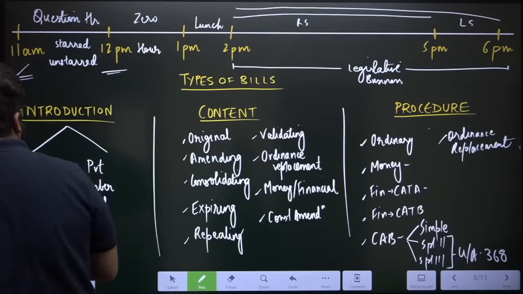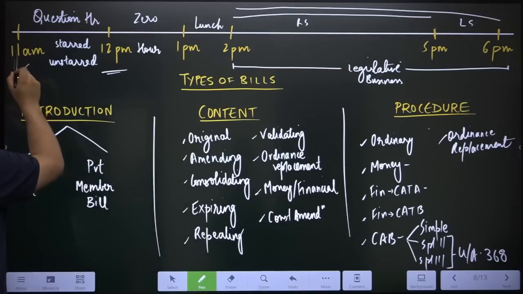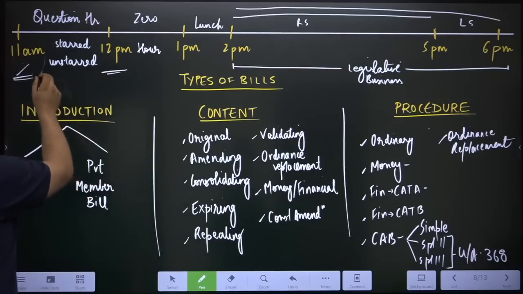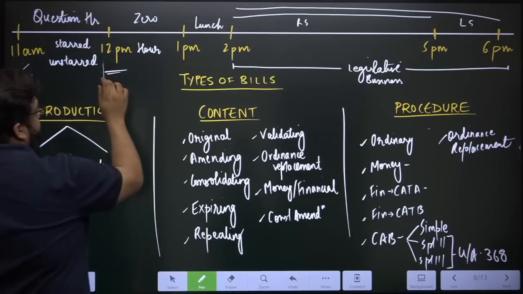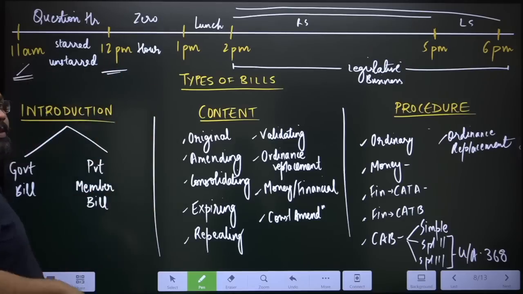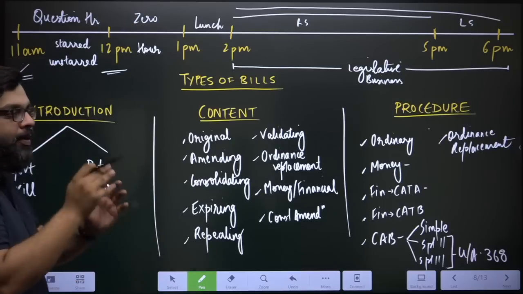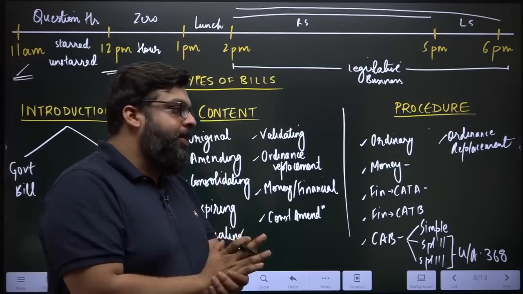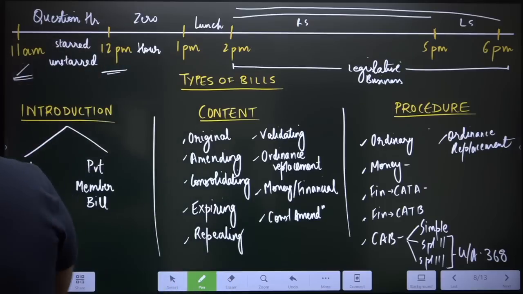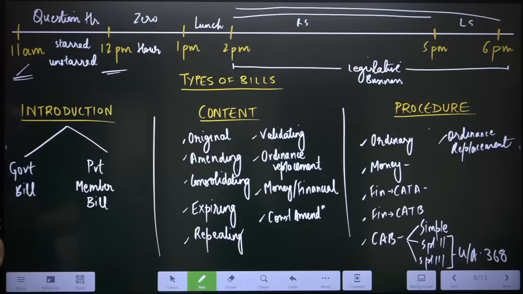In most cases, the general practice is between 11 a.m. to 12 p.m. you have what is called elocution. From 12 p.m. to 1 p.m. you have something called extempore. So how does this work? Elocution means you've prepared your speech, you've prepared your poem, you've prepared your debate and all of those things. This is called a question hour.